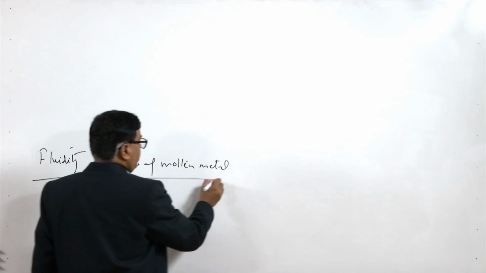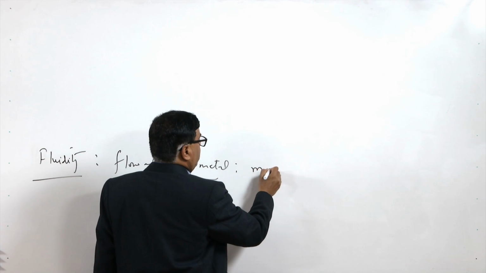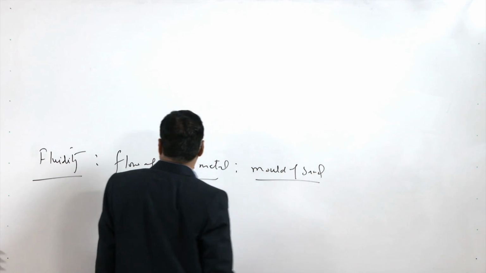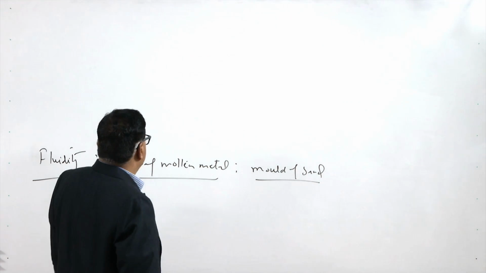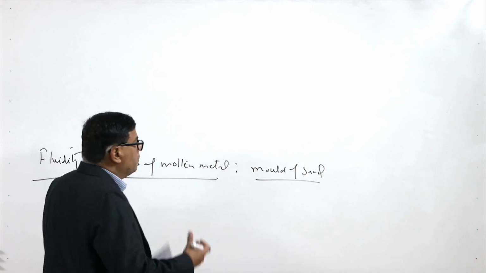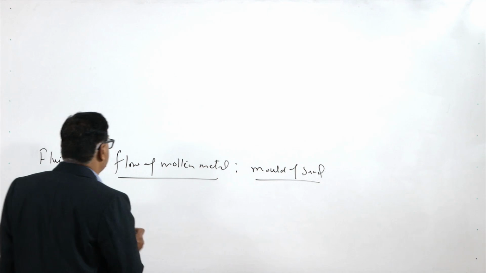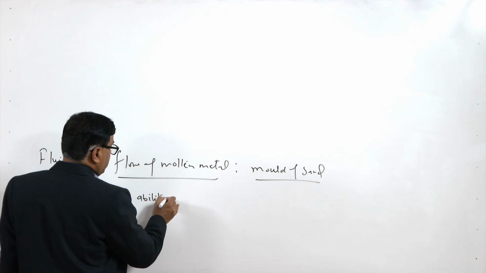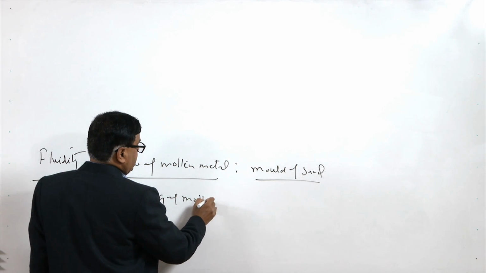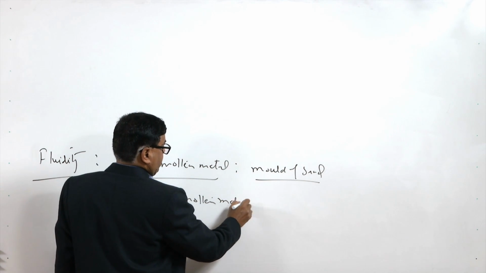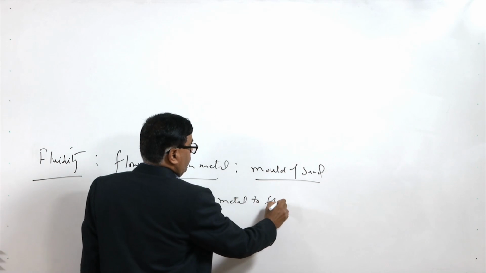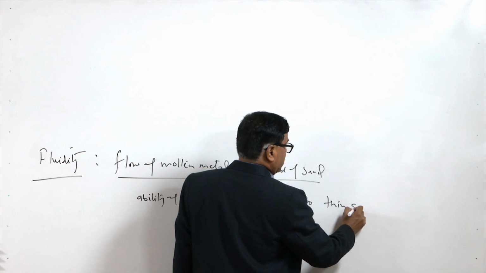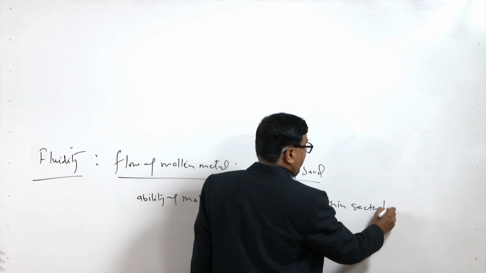Of course, this flow is important in the mould of sand. And not just under the open conditions, this fluidity is important, which will be determining the ability of the molten metal to flow into the thin sections, thin passages.